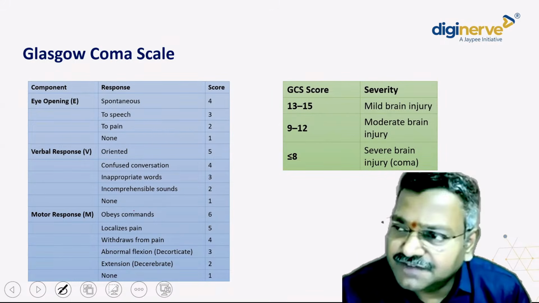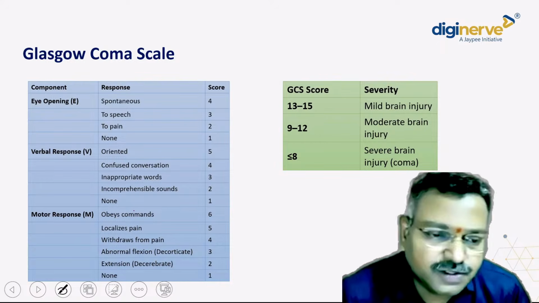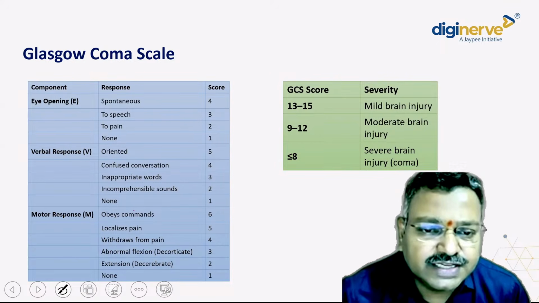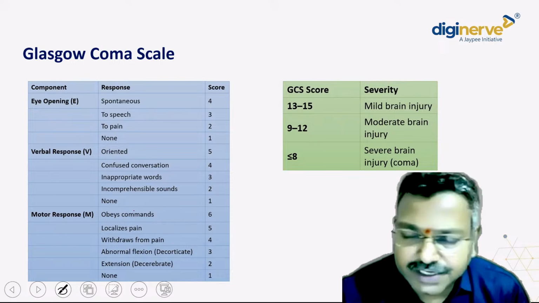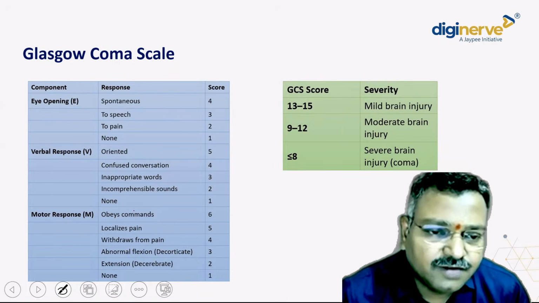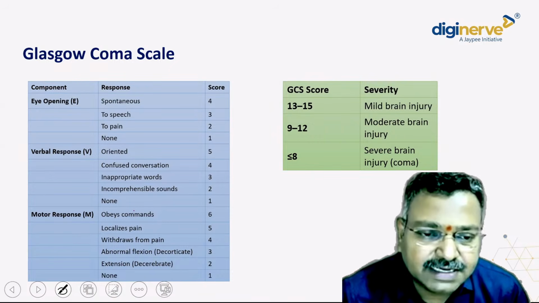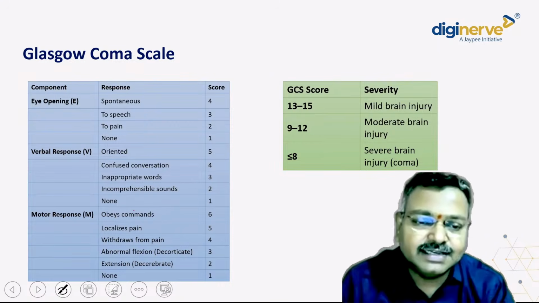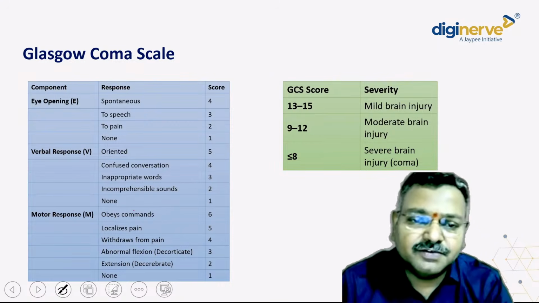where you have EVM, that is eye opening, verbal response, and motor response. The scoring is 4, 5, and 6. So eye opening spontaneously is 4, verbal response maximum is 5, where it's completely oriented, and motor response completely is 6. So you can have a maximum of 15 score.